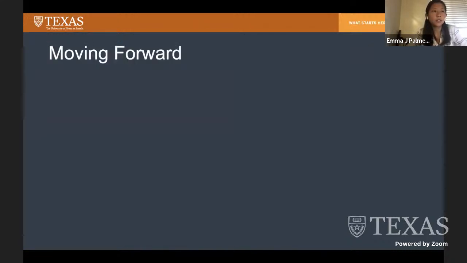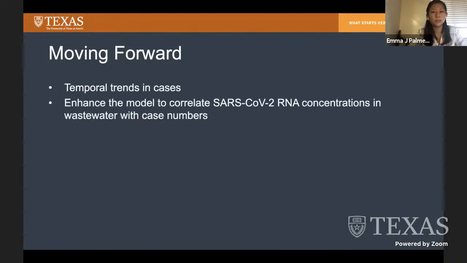So I'm just going to go over some steps for moving forward. Like I said, we've been doing this deep dive and really being sure that we're getting a representative signal. But moving forward, we really want to expand and make sure we're tracking temporal trends in cases, the canary in a coal mine, if you will. We also want to enhance our model.